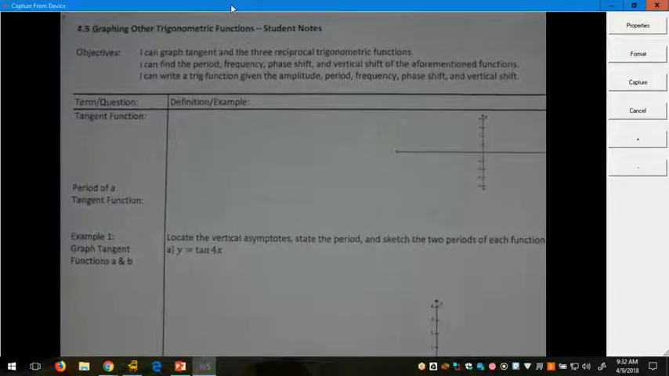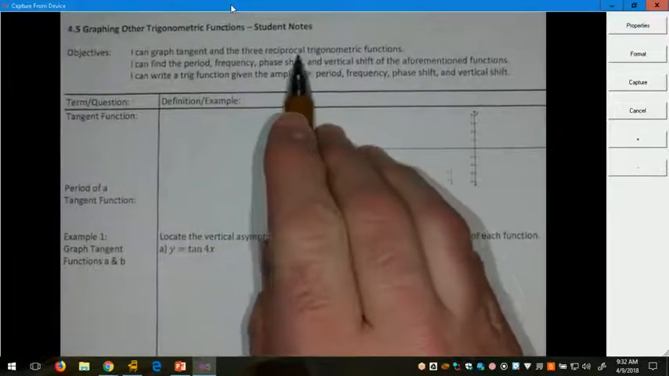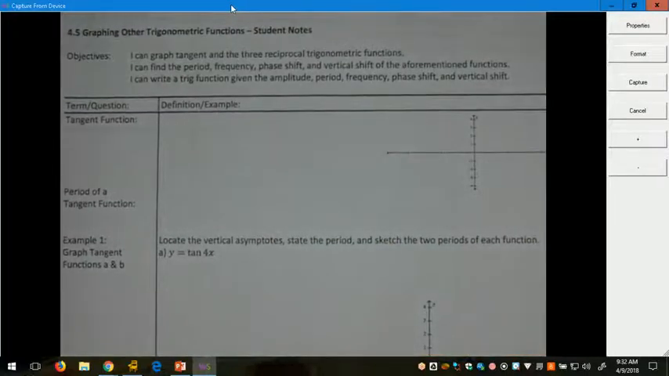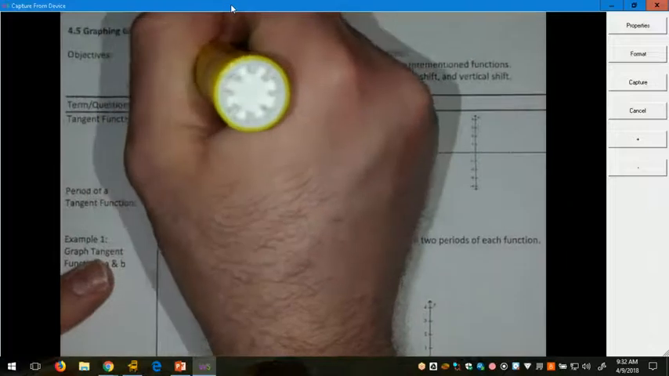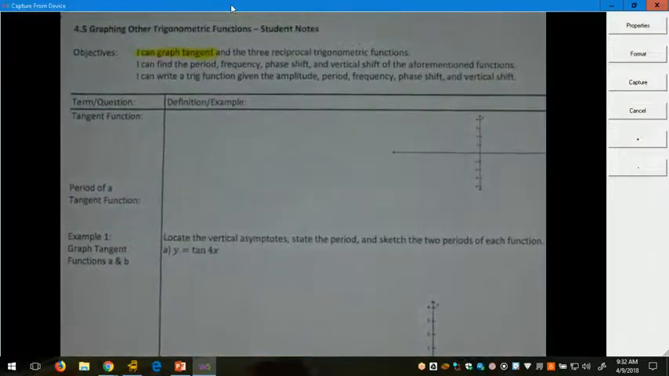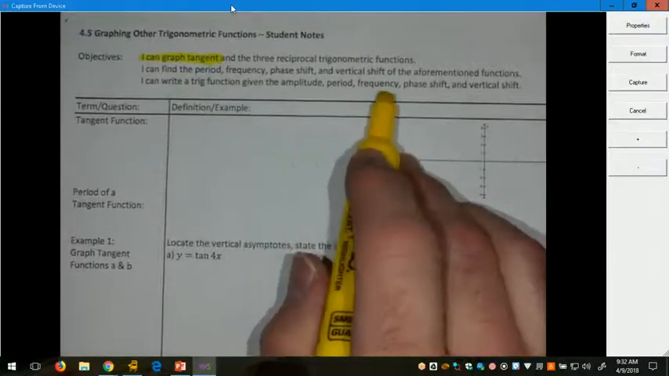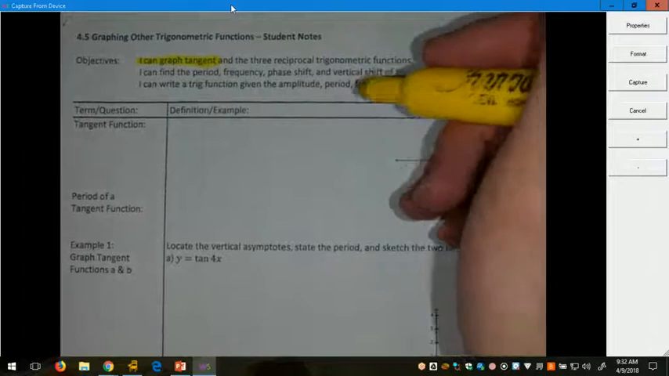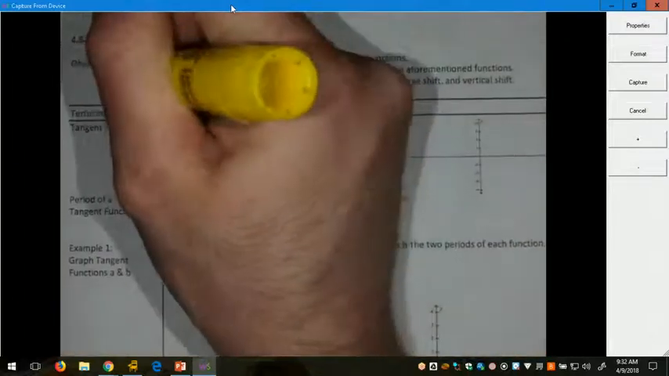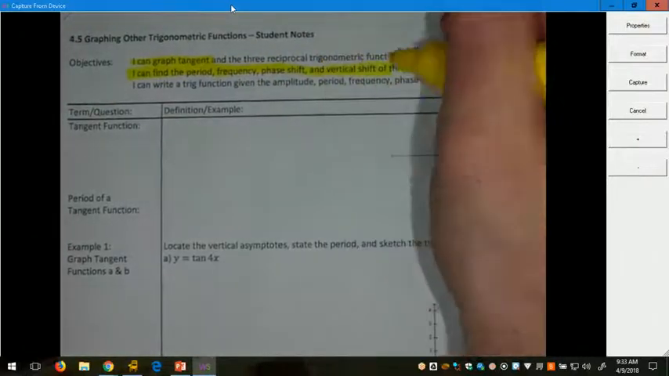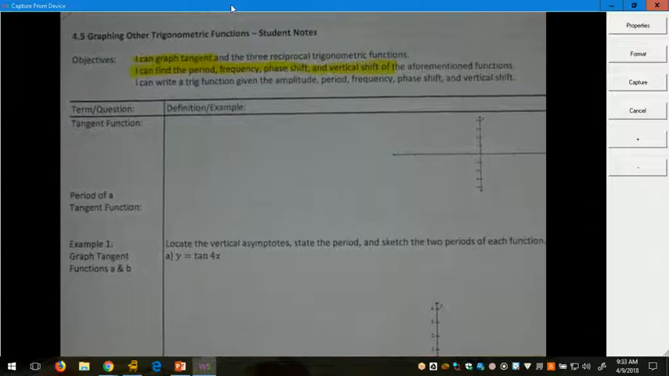In 4.5, we've already looked at how to graph sine and cosine. In our next lesson, we'll be looking at how to graph their reciprocal trigonometric functions of cosecant and secant. Today, our focus is being able to graph the parent function of tangent and then transform it to do any phase shifts or changes to the amplitude or period and frequency. So we should be able to graph tangent, find its period and frequency, its phase shift, state any vertical shift, okay? And so for now, we're just focusing on tangent.